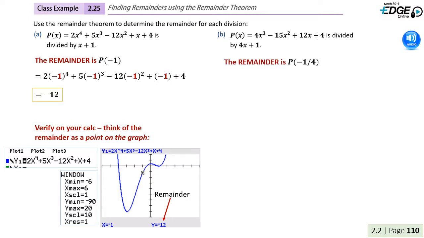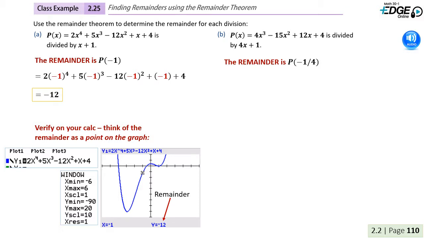In part b, we will divide the polynomial given by 4x plus 1. Now here, we are not in the form of x minus a, but our remainder theorem will still work. We must ask ourselves, what is the 0 of the function 4x plus 1?